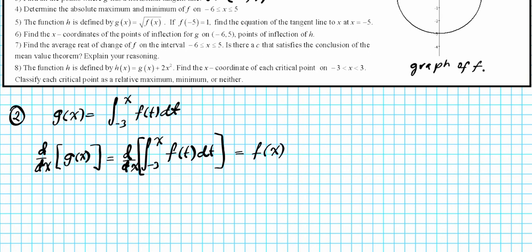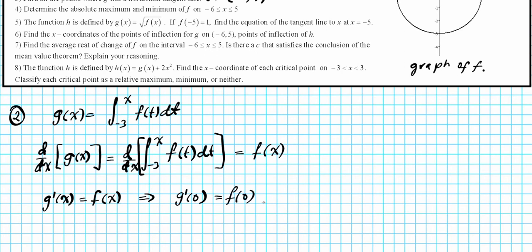Okay? All right, so g prime of x is equal to f of x. Okay? Because g is the antiderivative of f, the derivative of g is going to be f, or f is the derivative of g. Okay, so if g prime of x is equal to f of x, that implies that g prime of 0 is going to be f of 0.